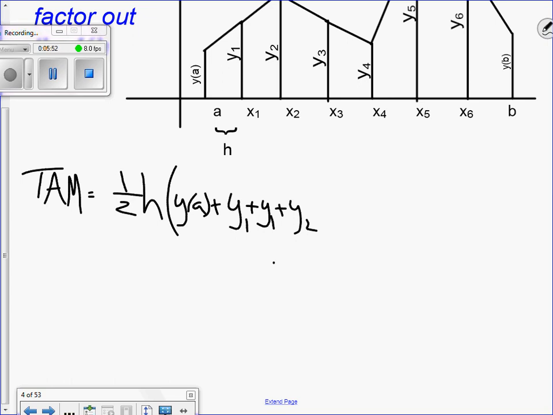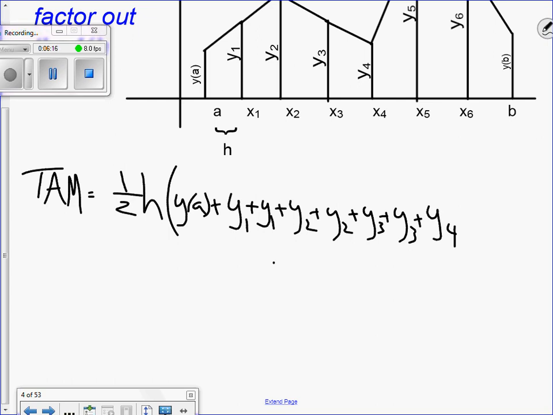Now we got to get the sum of the bases for the third trapezoid. What do I write down? Plus y2 plus y3. Nice. Moving on to the next trapezoid, what do I write down for the sum of the bases? Plus y3 plus y4. Good.